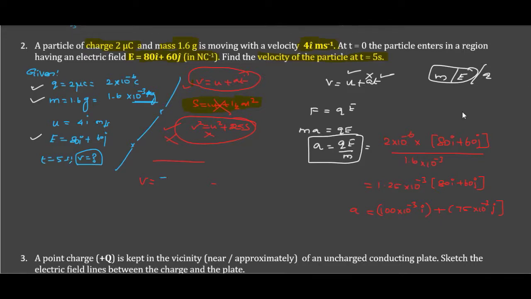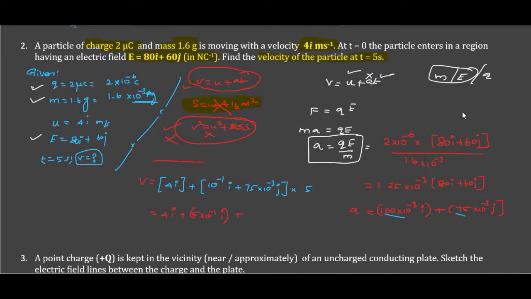So we have to substitute that value. U is 4i. A is 100 into 10 power minus 3 i, which we can take as 10 power minus 1 i, and we can leave the 75 into 10 power minus 3 j as it is, multiplied with t, which is 5. Clear? Now we are going to multiply: 5 into 10 power minus 1 i.